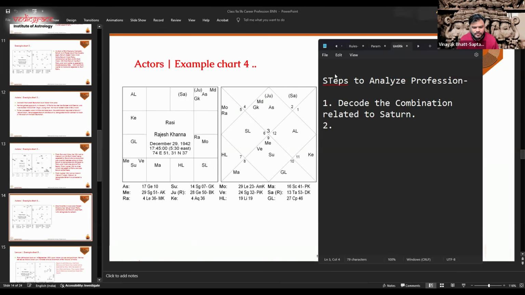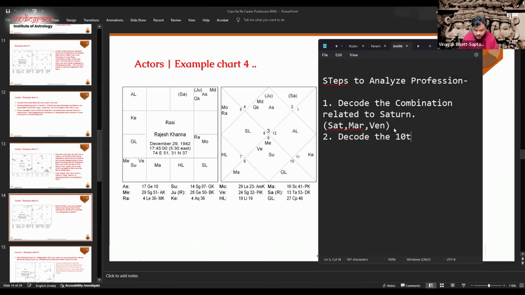Okay, so with this logic, if I make the combination, then we have Saturn, Mars, and Venus. Saturn, Mars, and Venus. So I write it down here. It's Saturn, Mars, and Venus. Then first we identify the planet. Okay, responsible planet. Then we see the next part.